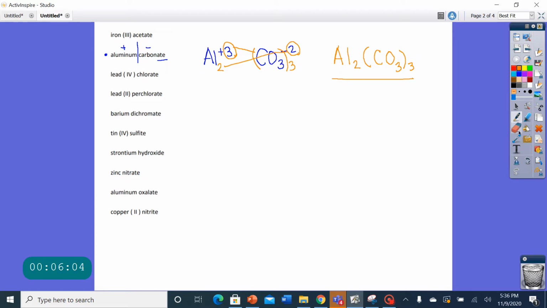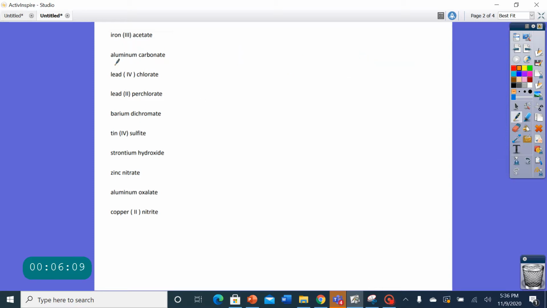All right, let's go ahead and do a few more. Let's do the next one, which is lead 4 chlorate. So this one also has a Roman numeral. The good thing is that I don't have to look for its oxidation number. The only thing I need to do is find out what lead is. And again, on the left-hand side, we always start with the positive ion and then the negative. So I want to find out what the symbol for lead is.